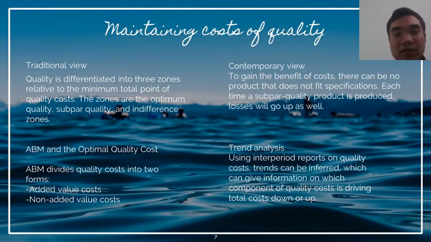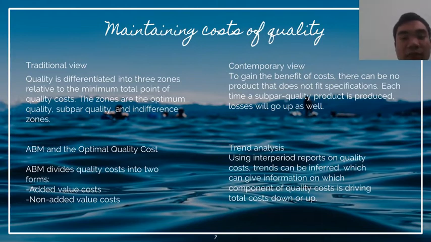In maintaining the cost of quality, we can also use activity-based management, which helps to maintain the cost by dividing it into two forms: added value costs and non-added value costs. In addition, activity-based management can use trend analysis to help identify costs. By using interpreted reports on quality costs, trends can be inferred, which can give information on which component of quality cost is driving total cost down or up.